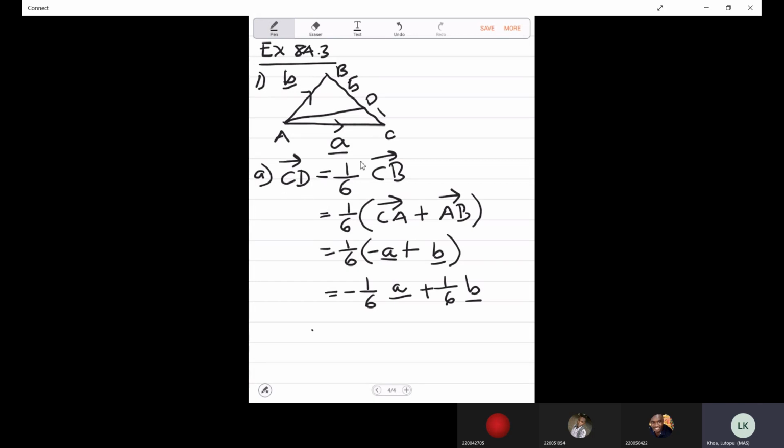And the way we get it is you just need to work out the path from C to D.